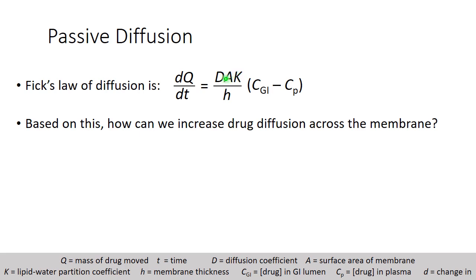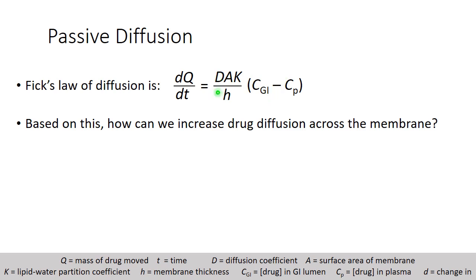We may not be able to change the surface area of the intestinal membrane. We definitely can't change that in a safe way, right? The surface area or the thickness. So a lot of these things cannot be changed. One thing that we can try to do is give a higher concentration in the GI tract, which would just be done by giving a higher dosage, right? Obviously, a higher dosage would give us a higher concentration in the GI tract, which would speed up the absorption, specifically the mass per unit time.